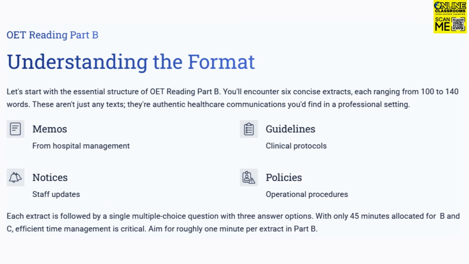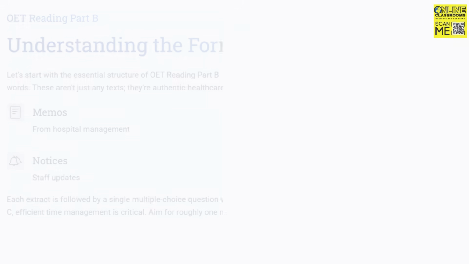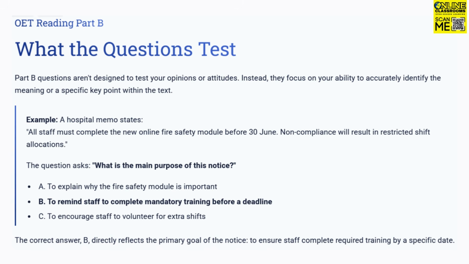1. Understanding the format. Let's start with the basics. In OET Reading Part B, you'll see 6 short extracts, each around 100 to 140 words. These could be memos from hospital management, clinical guidelines, staff notices, policy updates. Each extract has 1 multiple-choice question with 3 possible answers. You get 45 minutes for B and C, so for Part B alone, you'll need to move fast, about 1 minute per extract.